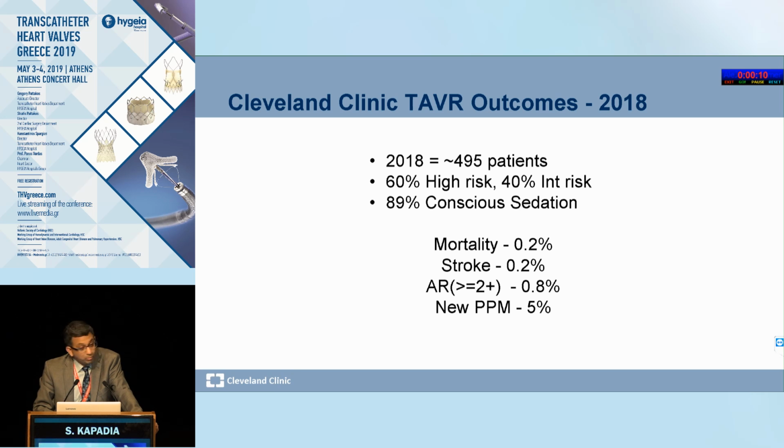And last year, 500 patients, 60% high risk. We are in Cleveland Clinic. We are not doing low risk patients yet because it's not approved yet. 60% high risk, 40% intermediate, 89% conscious sedation. Mortality 0.2, stroke 0.2, AR more than 2 plus, 0.8%, less than 1%. And this is not me reading, this is our echocardiographer. They are not my friends. And permanent pacemaker, 5%.